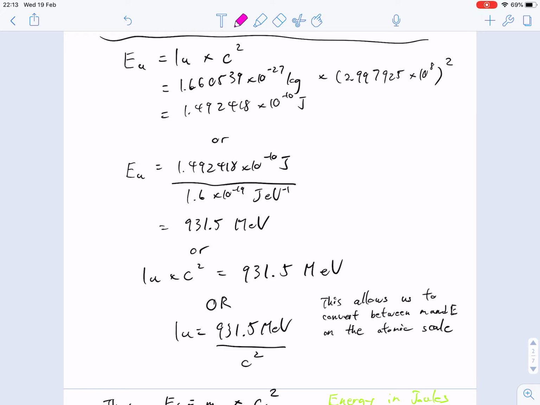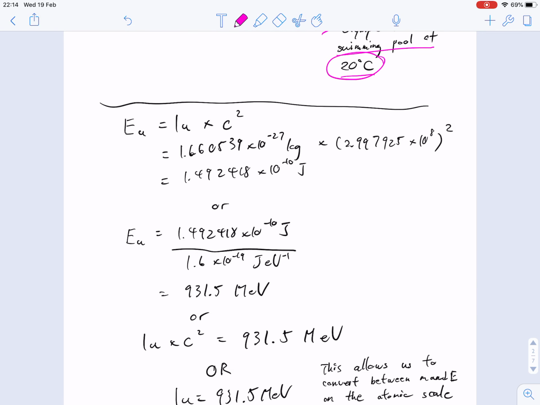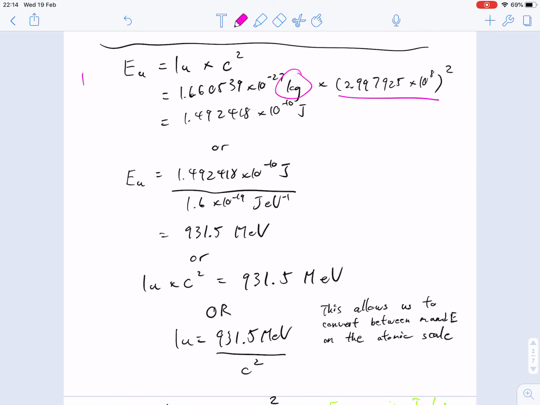So further on, we also want to look at another way, because dealing with E equals mc squared, we also have to convert from kilograms into AMUs, and then we have to deal with the speed of light. So we're dealing with a lot of different constants, and what this is showing us is that we can actually simplify that.